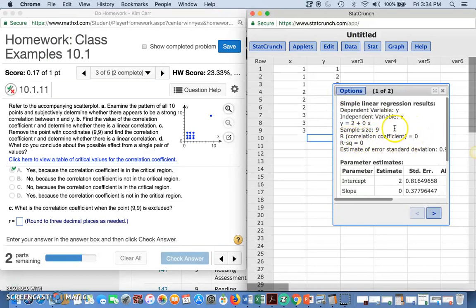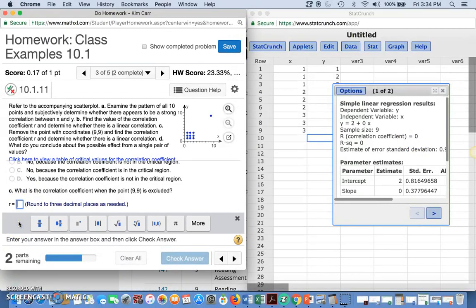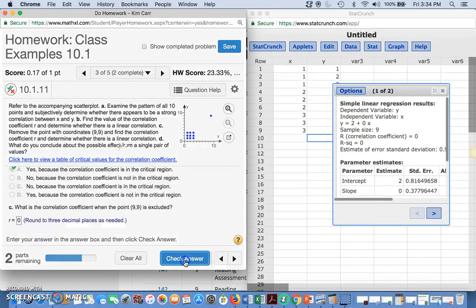What is your correlation coefficient now? It's 0. So to 3 decimal places it's still 0. And that's not greater than anything. Why does this happen? Because when you take that point out, the line of best fit is just a horizontal line. And if you remember from algebra, a horizontal line has a slope of 0.